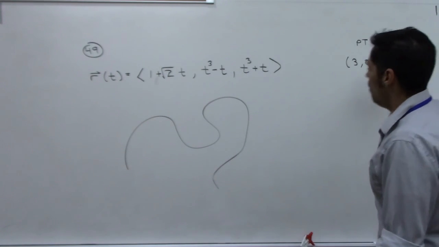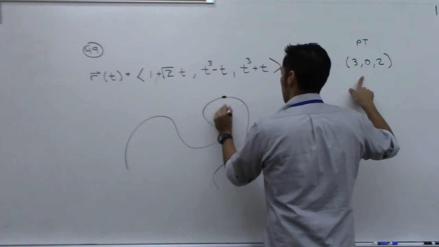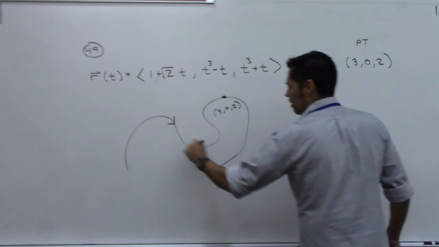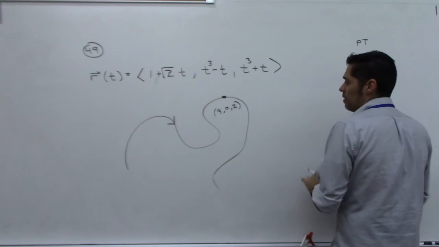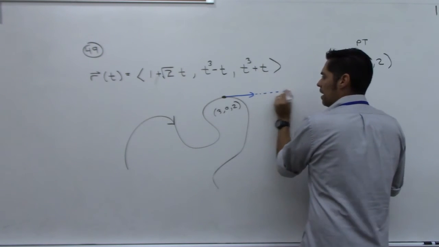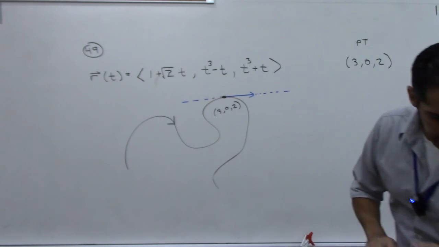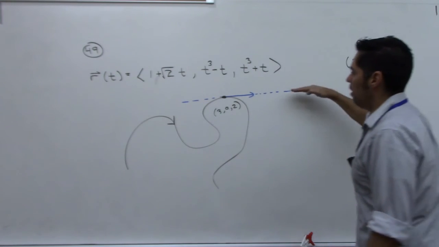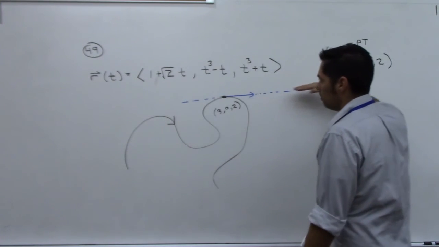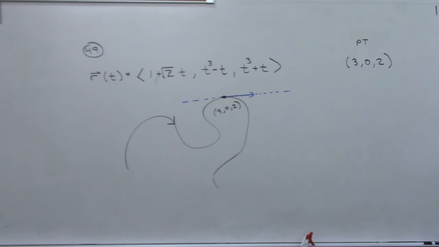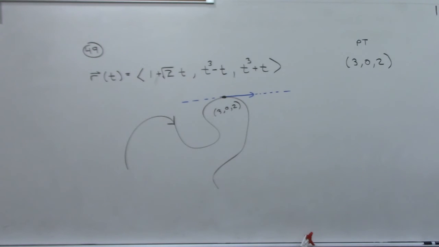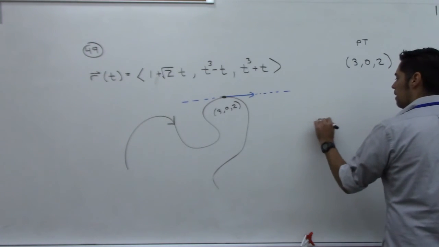And at a certain point on that curve, exactly the point 3, 0, 2, there's some direction that the curve's being drawn in. Then there's some tangent vector here. And that tangent vector creates a line, right? So I'm trying to find the parametric equations for this line right here. So a couple of things. What do we need for the equation of a line, the vector equation of a line? Well, we need a point and we need a direction.